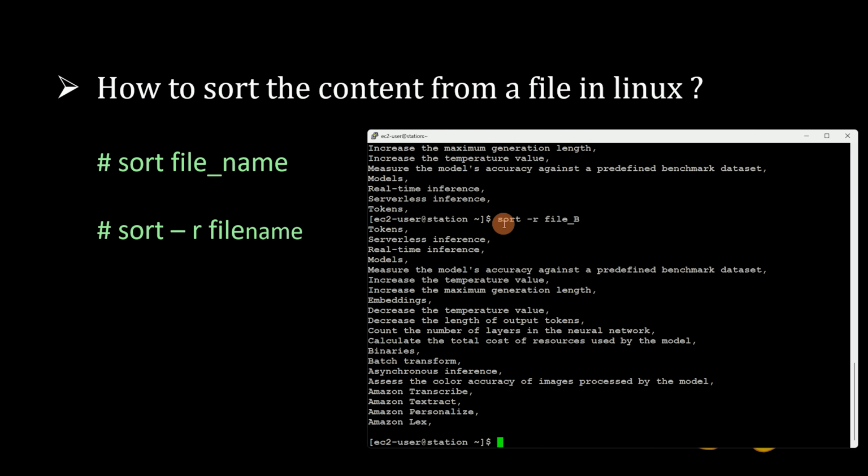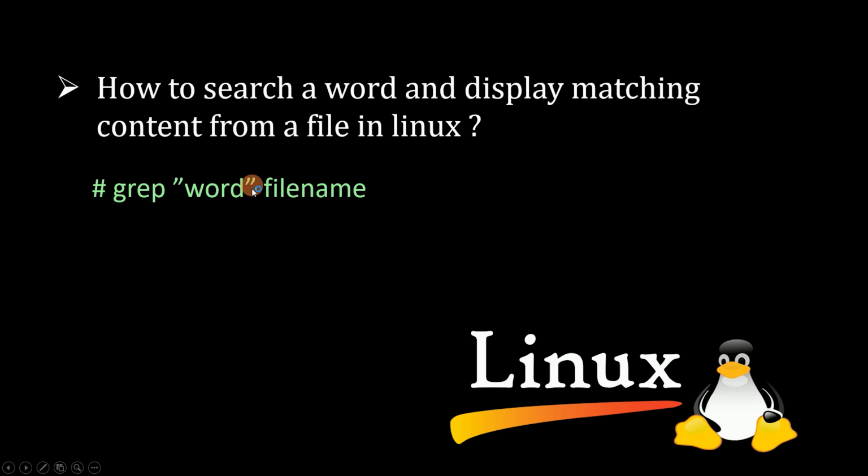So you can see sort space -r space file b. This was our command. Now next question: how to search a word and display matching content from a file in Linux? For that, the command is grep, then the word, and then the file name.